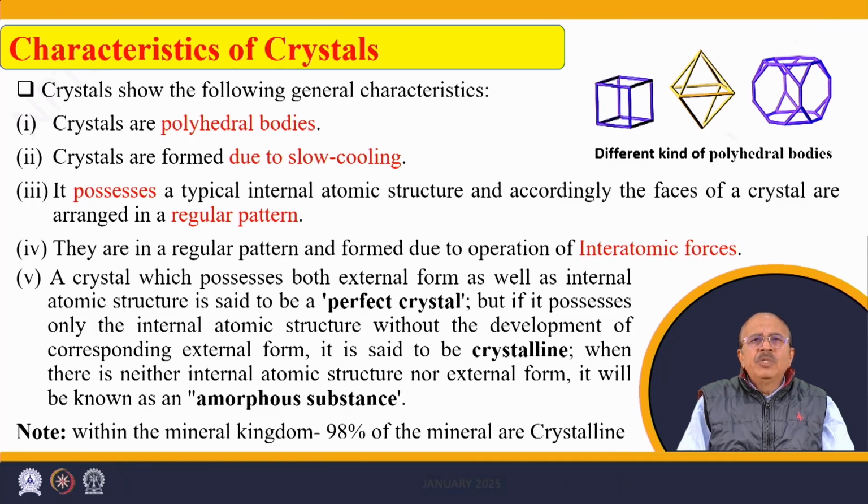A crystal which possesses both external form as well as internal atomic structure is generally called a perfect crystal. But if it possesses only the internal atomic structure, without the development of the corresponding external form, then it is said to be crystalline. And when there is neither internal atomic structure nor external form, it will be known as an amorphous substance. It is important to know that within the mineral kingdom, 98% of the minerals are crystalline in nature.